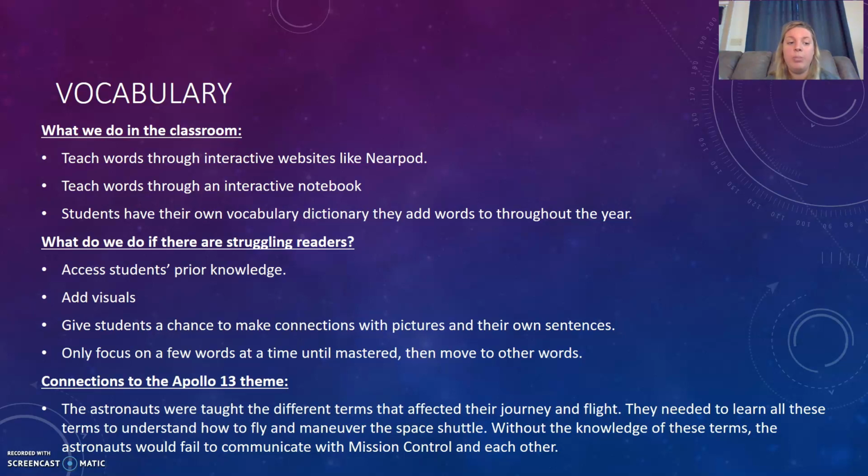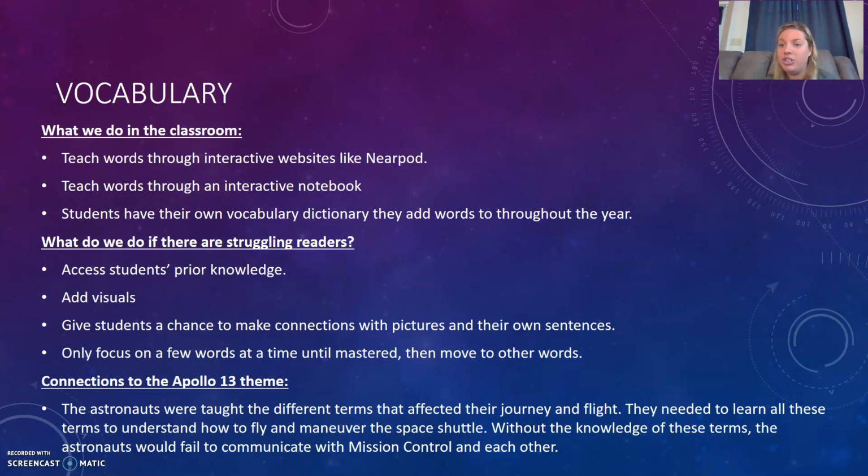What would we do if they're struggling readers with vocabulary? Accessing that student's prior knowledge is very, very important. Like I said at the beginning, adding visuals to vocabulary words is a great tool to use too. Those visuals help them translate their prior knowledge into new cultural knowledge. Give students a chance to make connections with pictures and their own sentences.